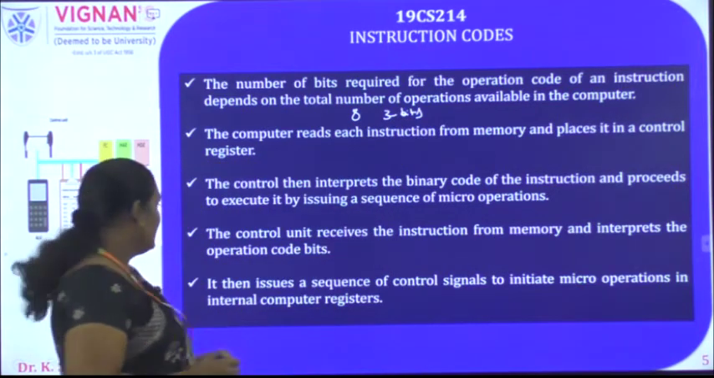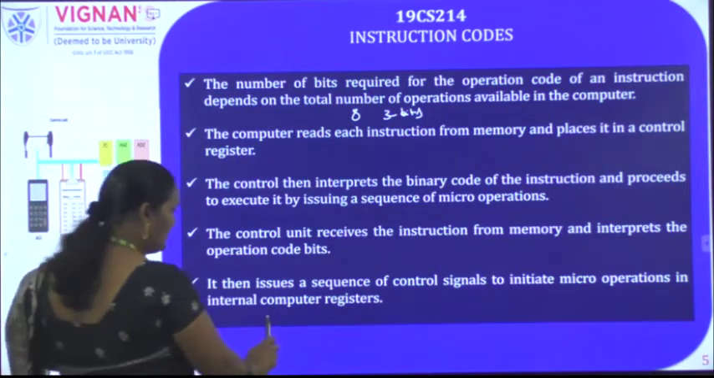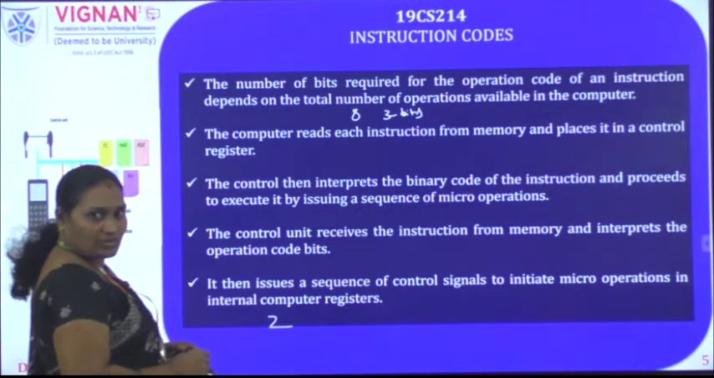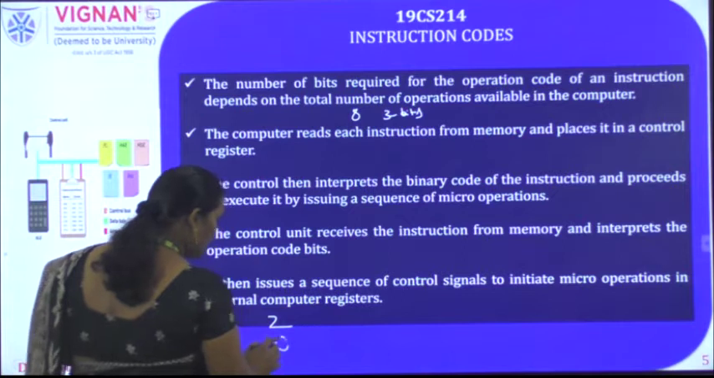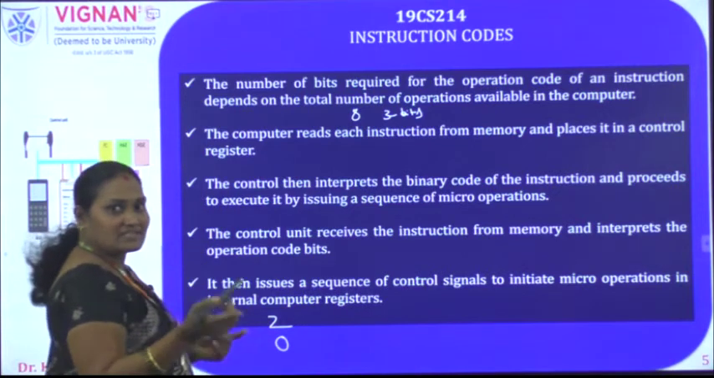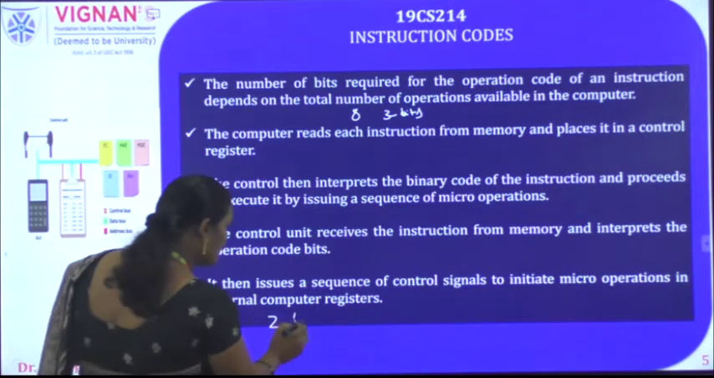Suppose, for example, your system contains only 2 operations. Then it is sufficient to have only 1 bit, either 0 or 1. Two operations can be represented.